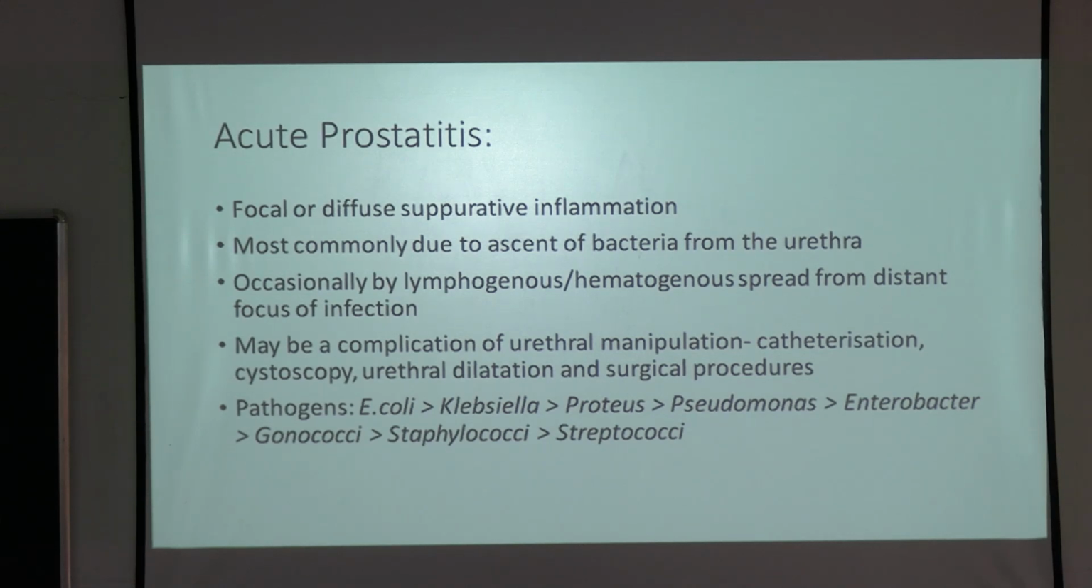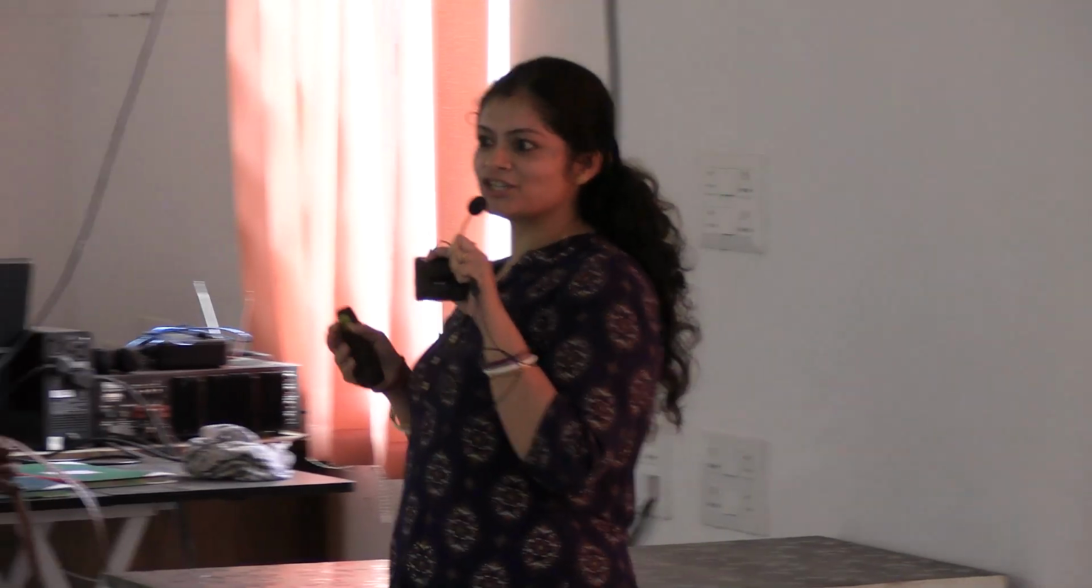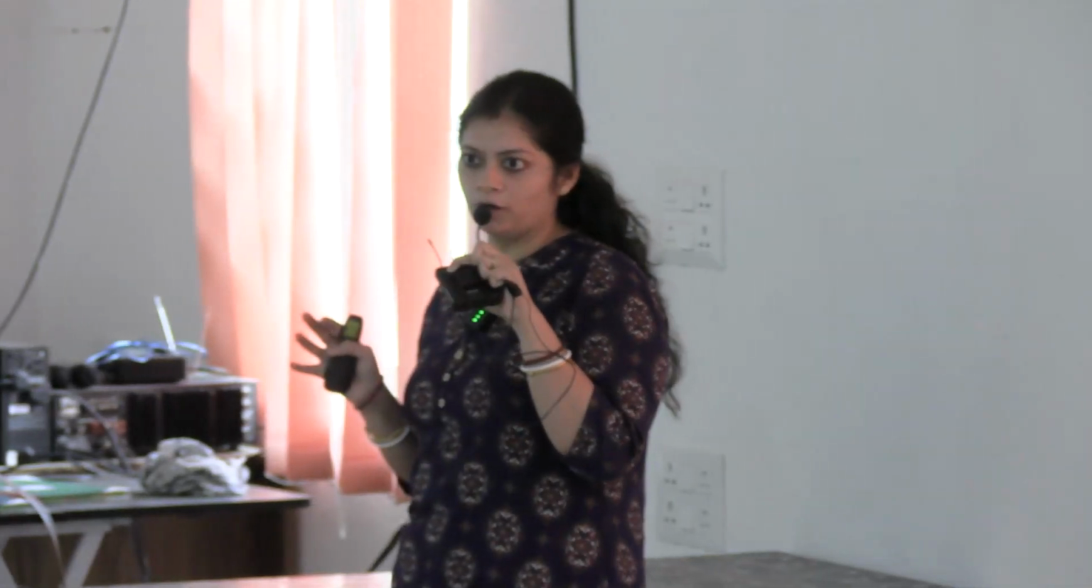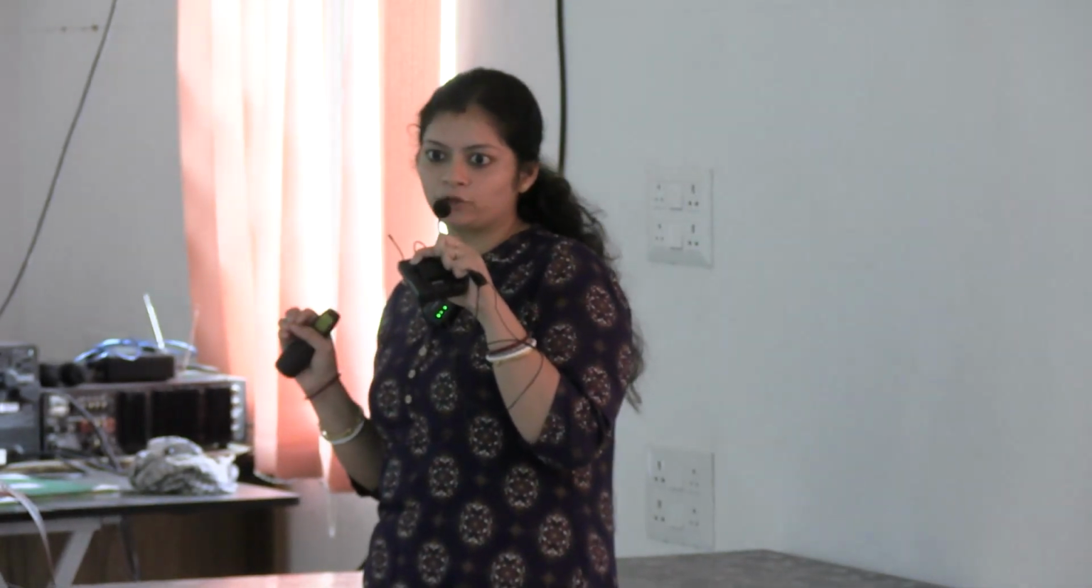So now it may be a complication of urethral manipulation. Like what are the types of manipulation which happens? Like a catheterization or a cystoscopy or urethral dilatation or any other surgical procedures. So what are the most common pathogens that can cause this acute inflammation? So most common pathogen is E. coli followed by Klebsiella, Proteus, Pseudomonas and so on, okay? So first 3 or 4 pathogens you should remember and the most common one especially, okay?